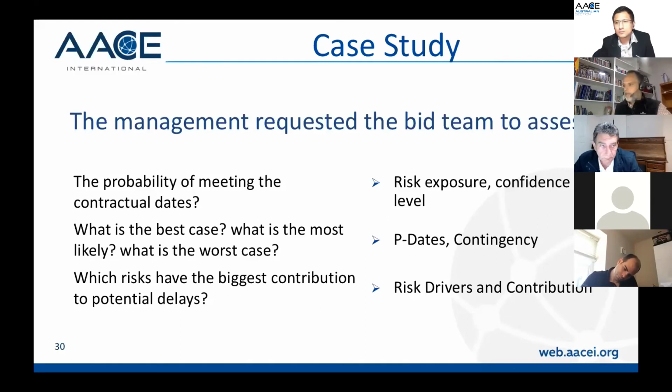Management also asks which risk had the biggest contribution to potential delays. So we're just looking at the risk drivers and their contribution. That's how you link the information coming from the SRA with the typical questions you get from your management when you're bidding a job, putting together a business case, or even when you're doing an SRA in the middle of the project because you want to recheck your forecast. What is the chance that we're going to finish on time? What is the best case? What is the worst case? And what are the biggest risks that could have an impact on the project? I guess those are just typical questions that we get in any project.